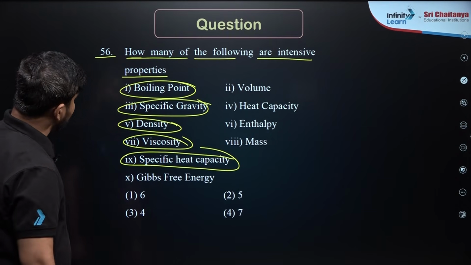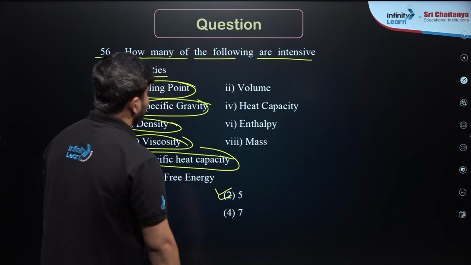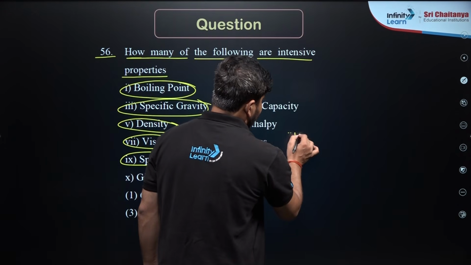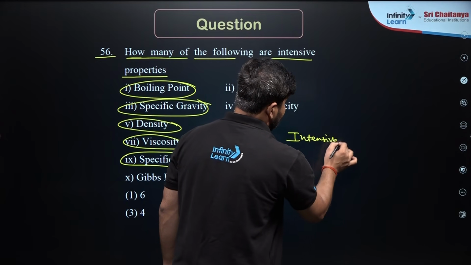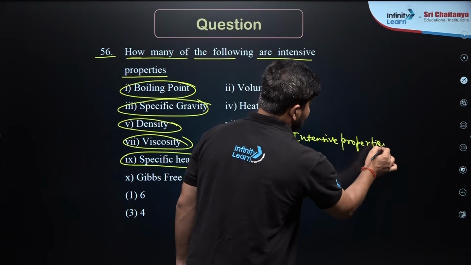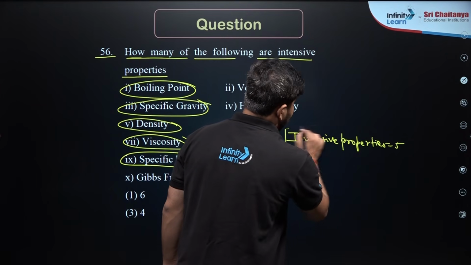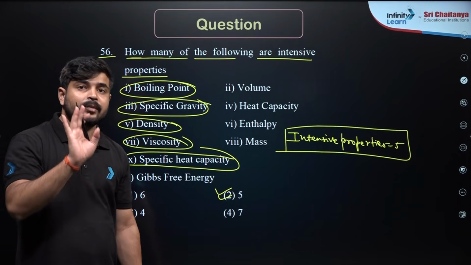So in total, if we count, 5 will come as intensive properties. Please remember this one. Total how many intensive properties will come? Total 5 will come.